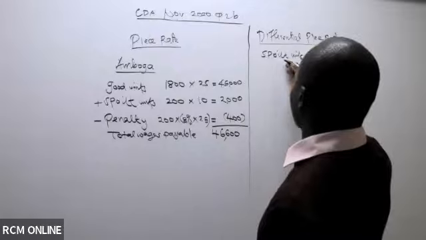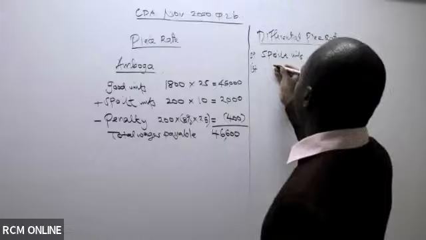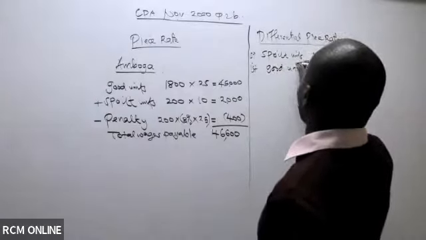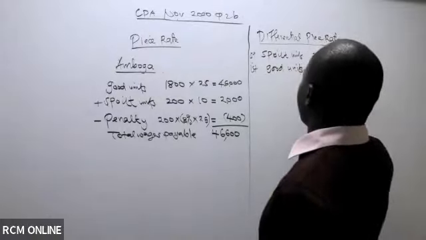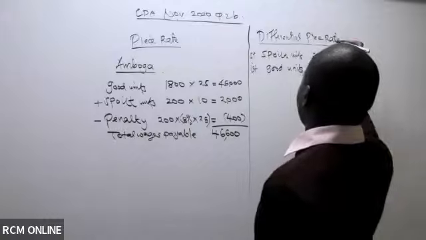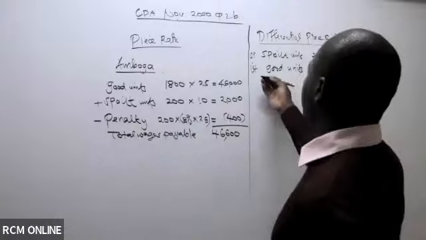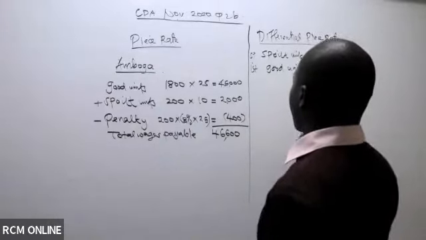Still in the first scale, we are only remaining with good units, 50, to make it the first 250. So this 50 will be paid for at the rate of 15 shillings. But within the same scale, we can decide to bring in the penalty, or bring it at the very last part.